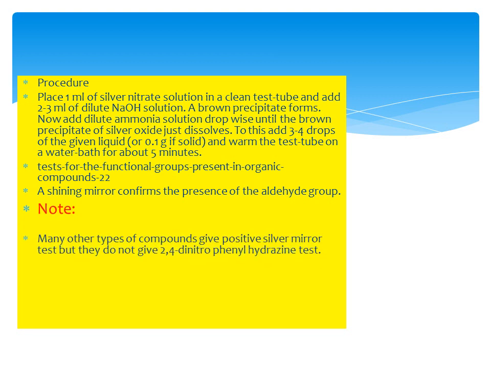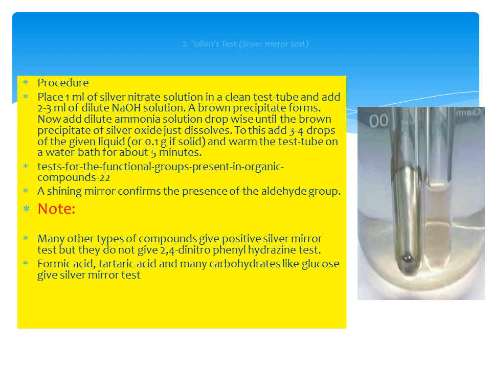But certain points should be kept in mind: many other types of compounds give a positive silver mirror test, but they do not give the 2,4-dinitrophenylhydrazine test. Secondly, formic acid, tartaric acid and many carbohydrates like glucose give this positive test because they have that aldehydic part in them, in the case of glucose.